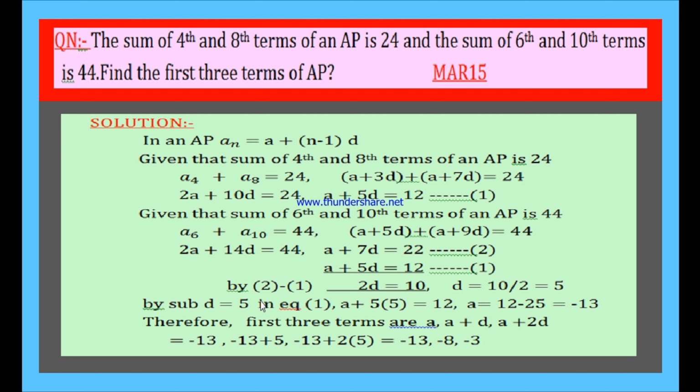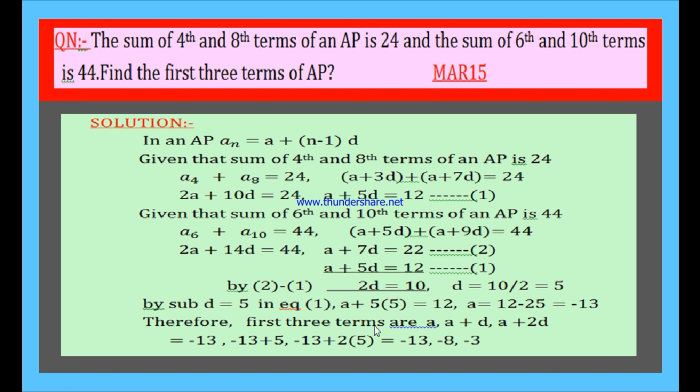Now let us find the a value by substituting d is equal to 5 in equation 1. Equation 1 means a plus 5d is equal to 12. A plus, students, what is the value of d? Good, we got d is equal to 5 now. Therefore let us substitute 5 in the place of d. That is a plus 5 into 5 is equal to 12. That is a plus 25 is equal to 12. Other side minus 25, and 12 minus 25 is minus 13.